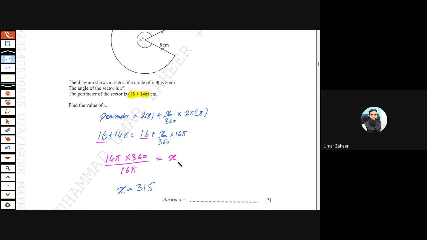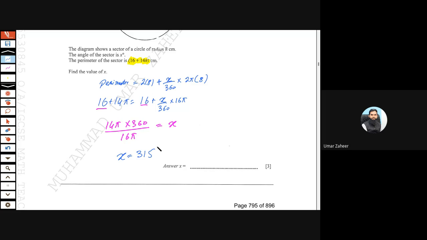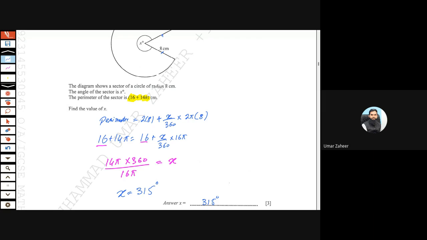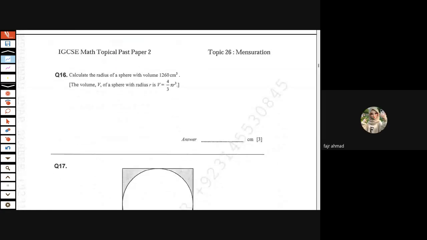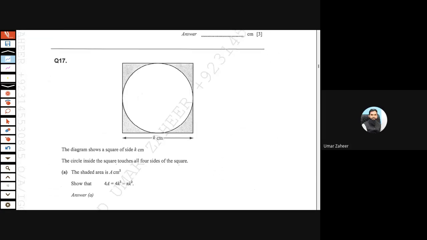315. The x is basically the angle, so 315 degrees. Yes, everyone, it is clear. Yes, sir. Yes, what is the next question? Question number 20, right? 17. Okay, 17 as well.